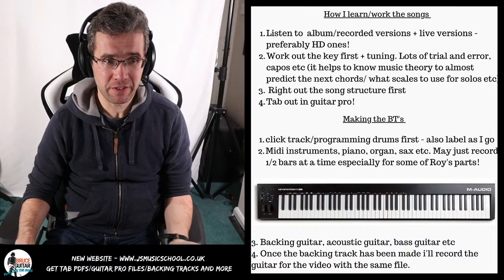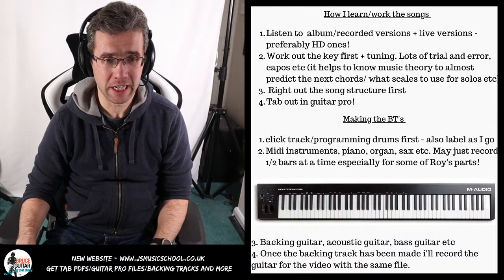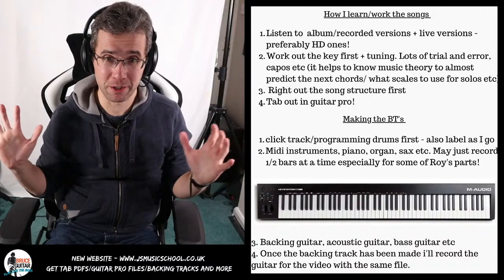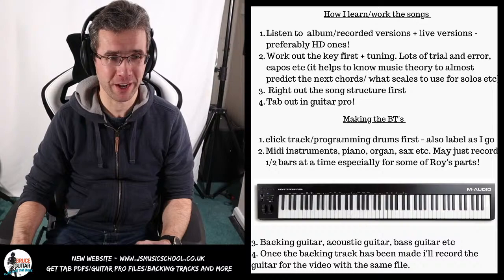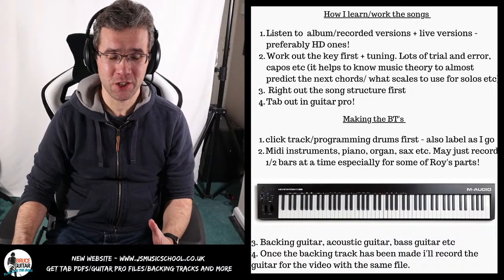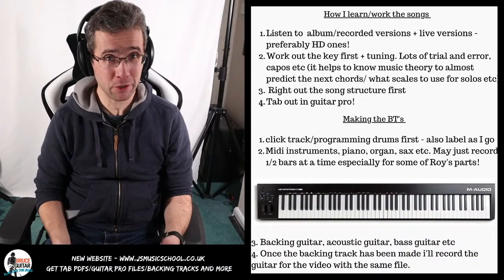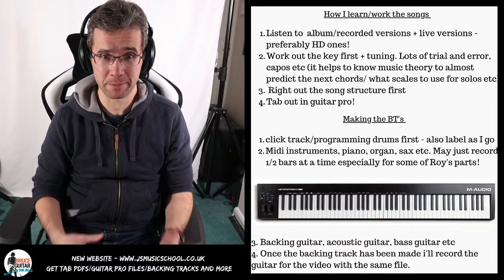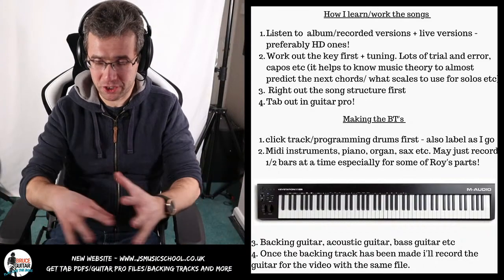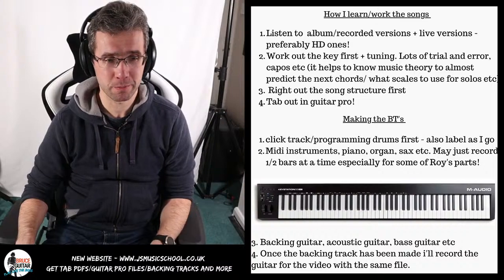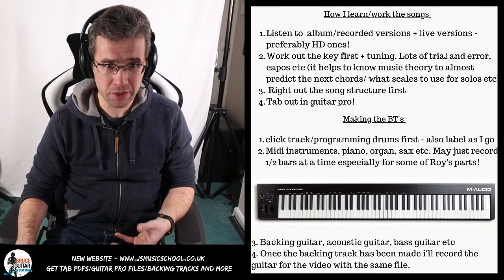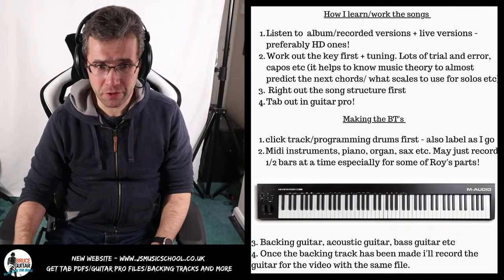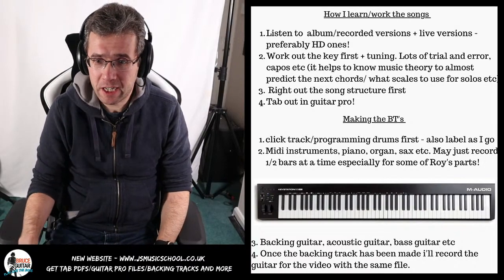For example, if it's a piano heavy song, something like Jungleland, which I haven't done yet, and I could do with a break after Thundercrack. But yes, if it's a piano heavy song, I'll probably do the piano first, because otherwise there might be big gaps where there's just nothing, so put the more important instruments first. So piano, and then organ, saxophone.